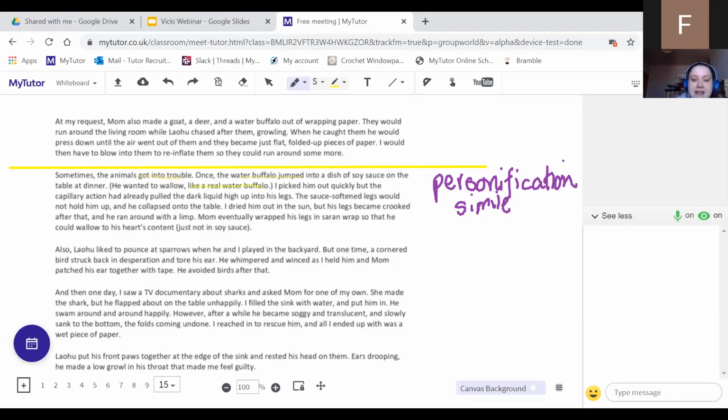Fabulous. Right. "I picked him out quickly, but the capillary reaction had already poured the dark liquid high up into his legs. The sauce softened legs," so we could have that as alliteration, but it's not particularly exciting. "Would hold him up and he collapsed onto the table. I dried him out in the sun," so he can literally do that, but "his legs became crooked after that," so that's literal as well, isn't it? "And he ran around with a limp."